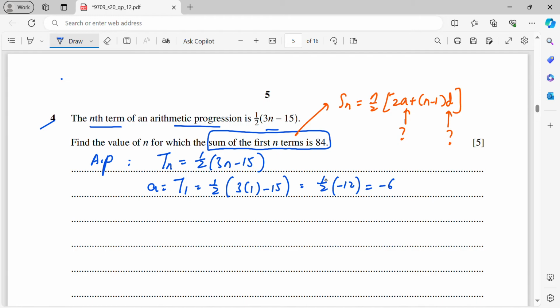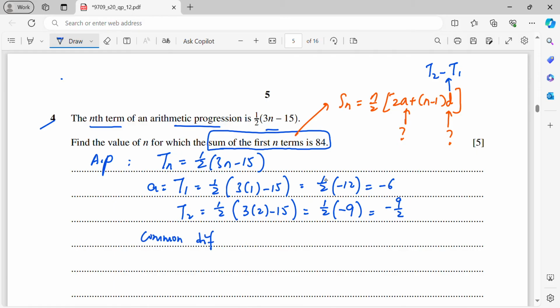Now to get the d, this d is basically the second term minus the first term. So I need to find out what my second term is. So T2 is half of 3 times 2 minus 15. That is half of 6 minus 15, that is minus 9. Then I will get minus 9 over 2. Now my common difference d equals T2 minus T1. That is minus 9 over 2 minus minus 6. And this is going to be 3 over 2.